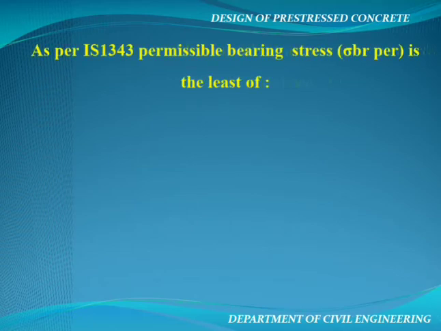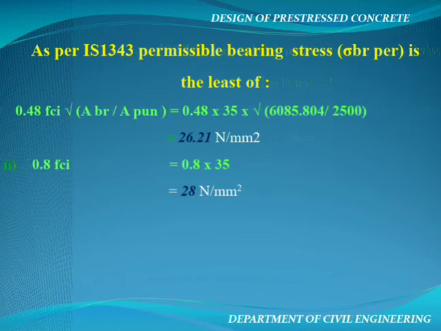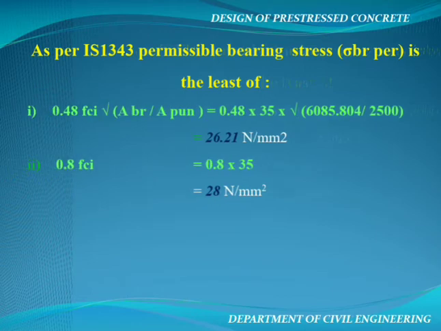As per IS 1343, the bearing stress permitted is the least of the first clause, 0.48 fci square root of area of bearing upon area of punching, which is equal to 0.48 into 35 into square root of 6085.80 divided by area of punching, which is 2500. So we get the first option as 26.21.